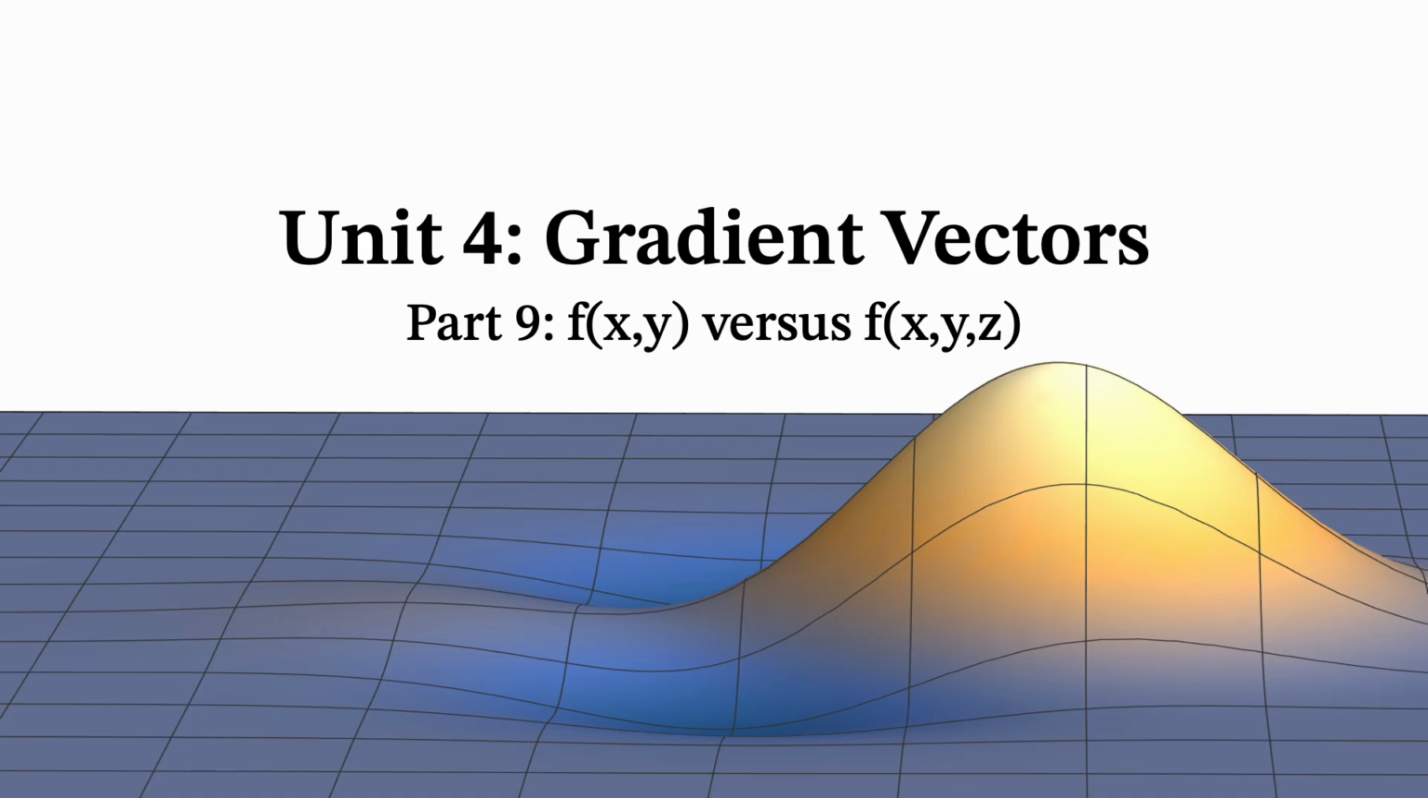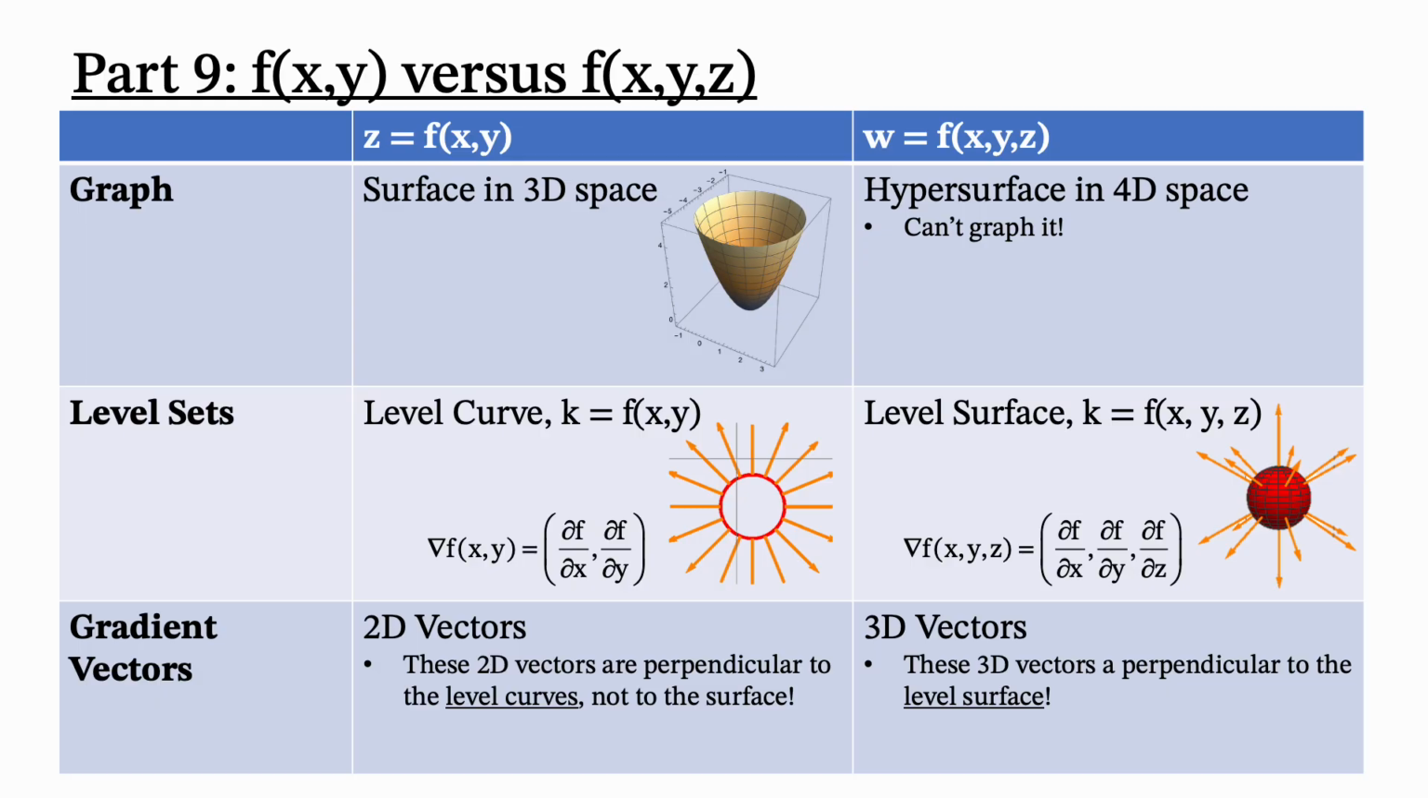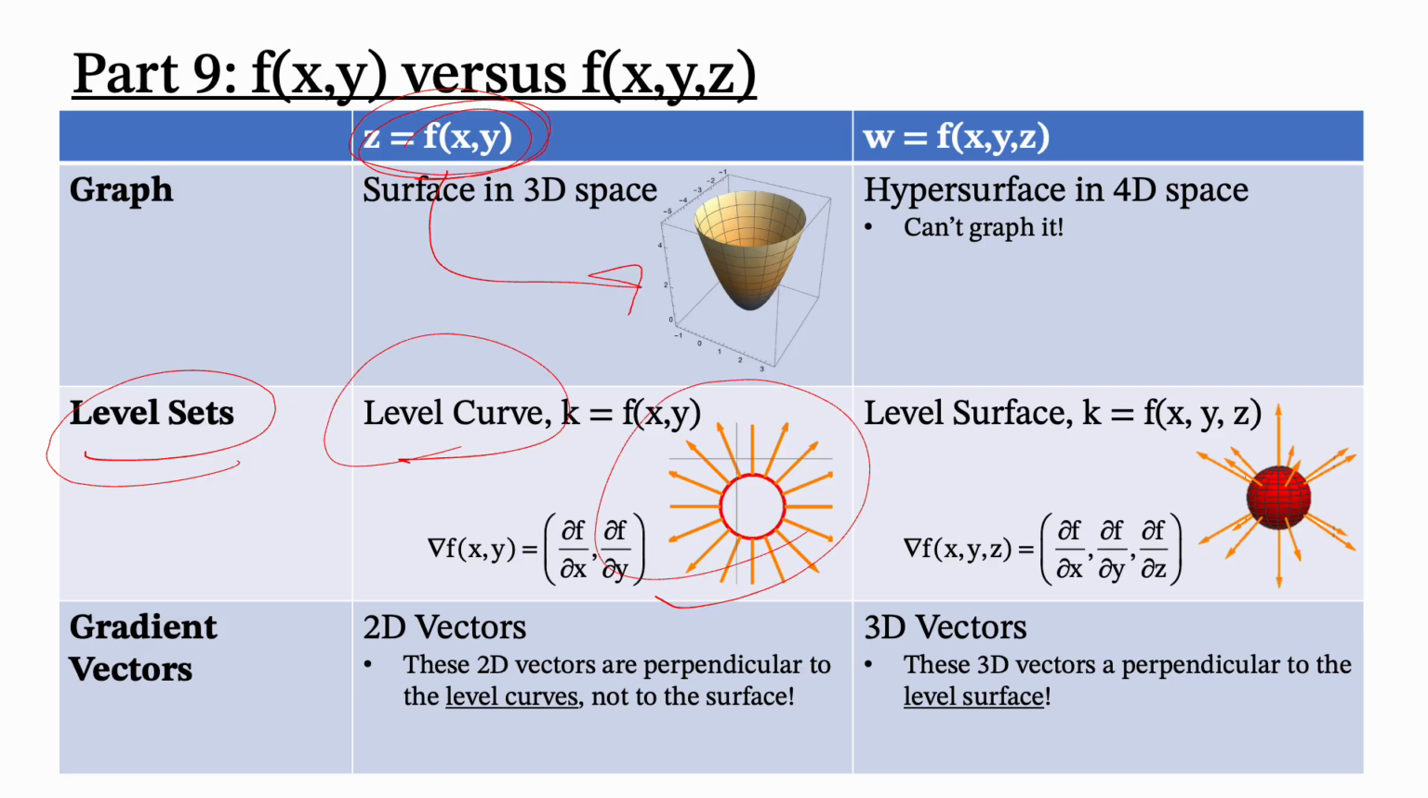All right, and then finally, I just want to point out one more little thing, and then we'll wrap up here. In the triad problems, you're going to sometimes see f of xy, and sometimes f of xyz, and I want to make sure you can distinguish between those two situations. So I've got a nice little table here that should help. When you have z equals f of xy, that's a surface living in 3D space, and its level curves live in 2D space, and its gradient vectors live in 2D space. In contrast, if you ever see an f of xyz, technically that's a hypersurface living in 4D space that we can't graph. So you would never see a graph of an f of xyz.